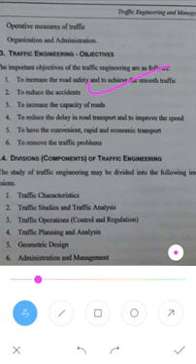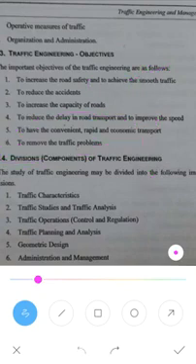Next, whatever the problems there are, such as congestion, traffic movement or other traffic problems, those have to be removed. So these are the objectives of traffic engineering.